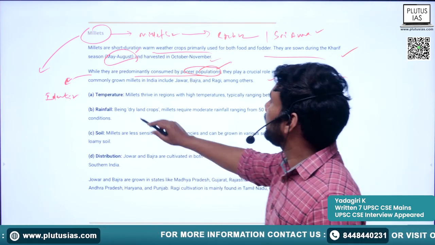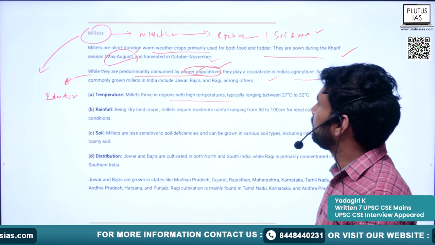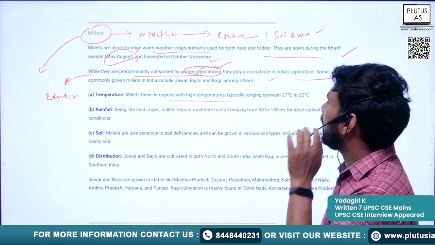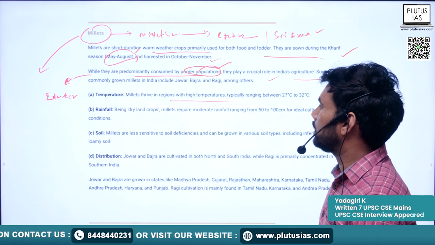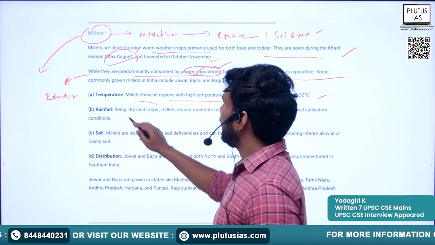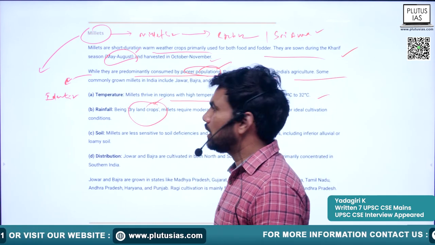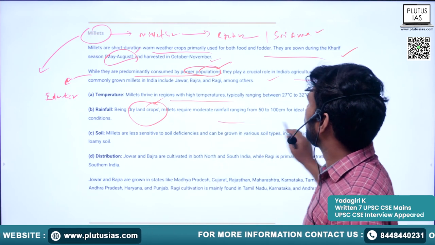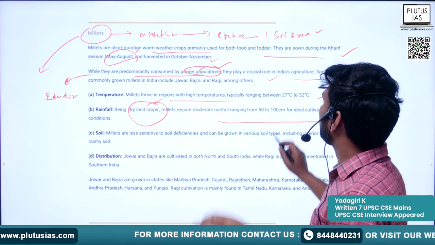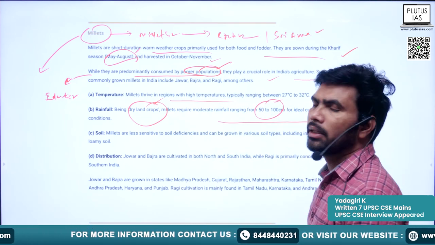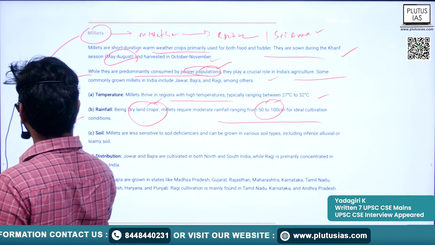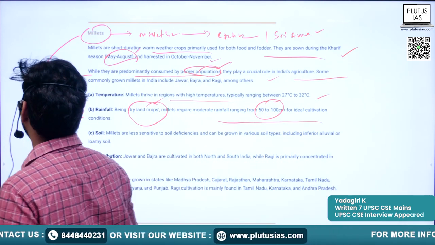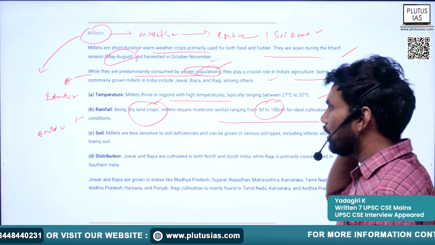Temperature. So millets thrive in regions with high temperatures, typically ranging between 27 degrees to 32 degrees. Rainfall, if you see, they are known as the dry land crops. So they require moderate rainfall ranging from 50 to 100 centimeters. So basically they are grown in the arid and semi-arid regions.